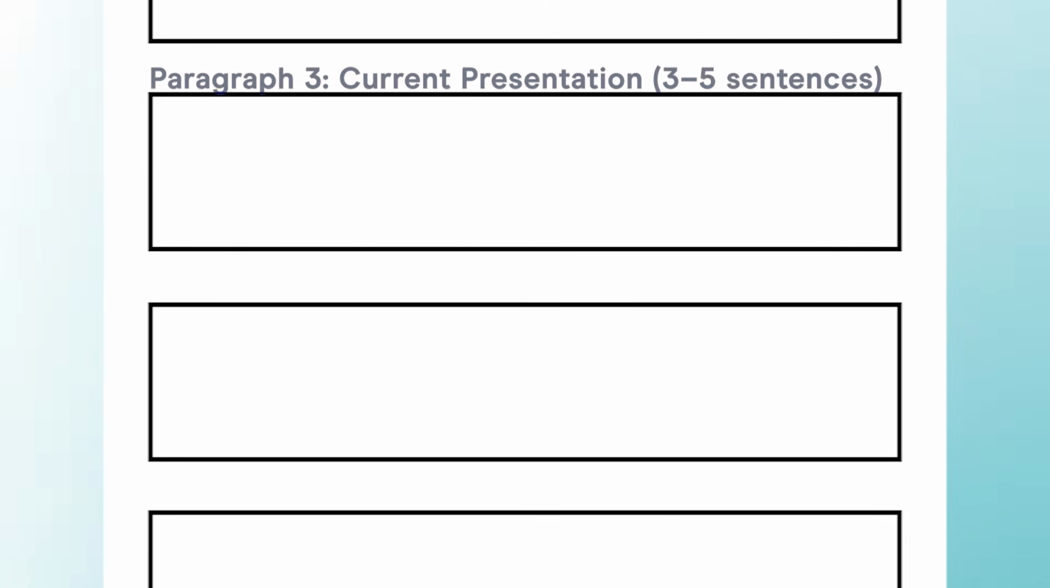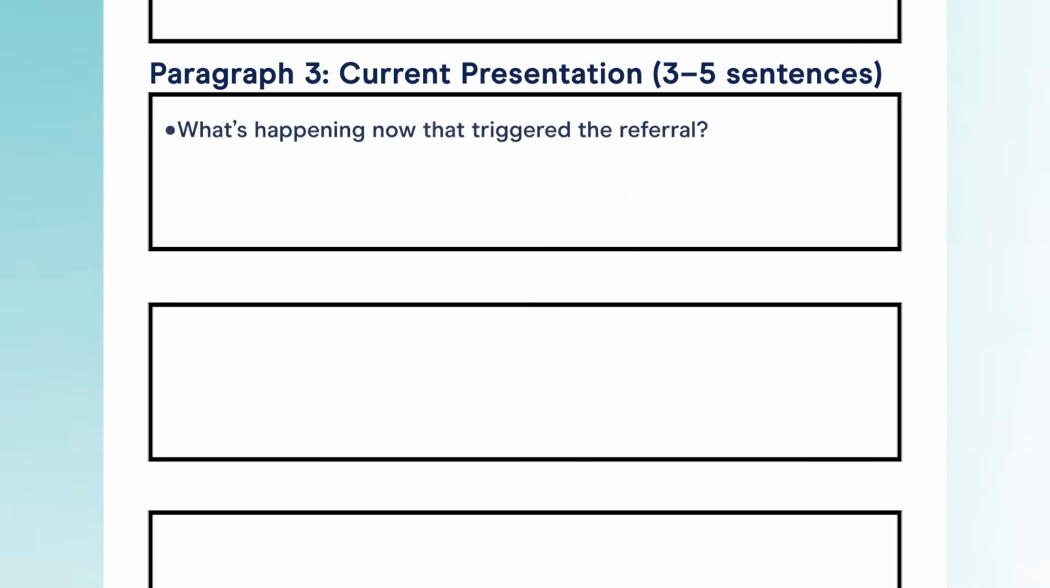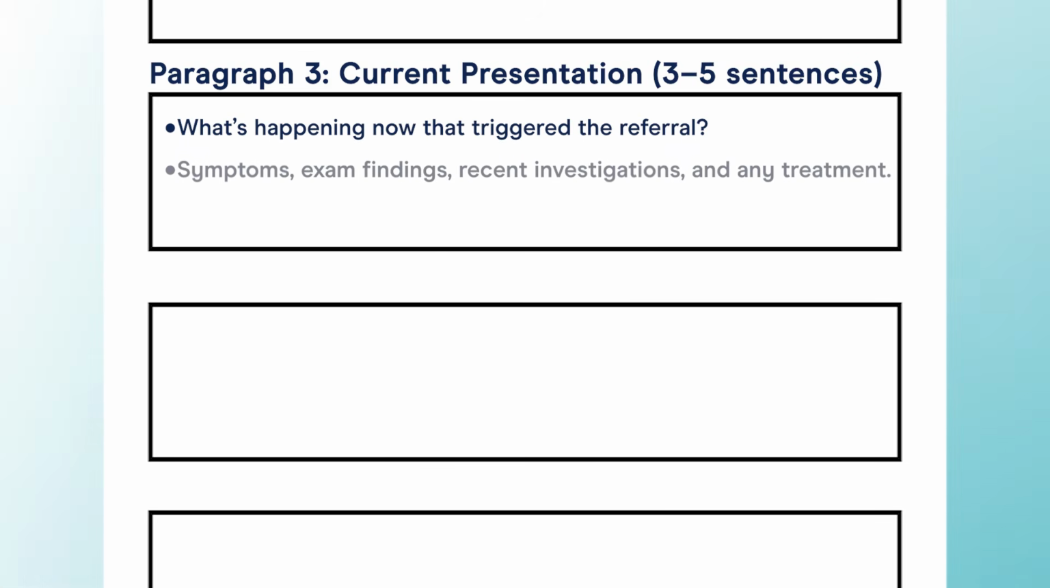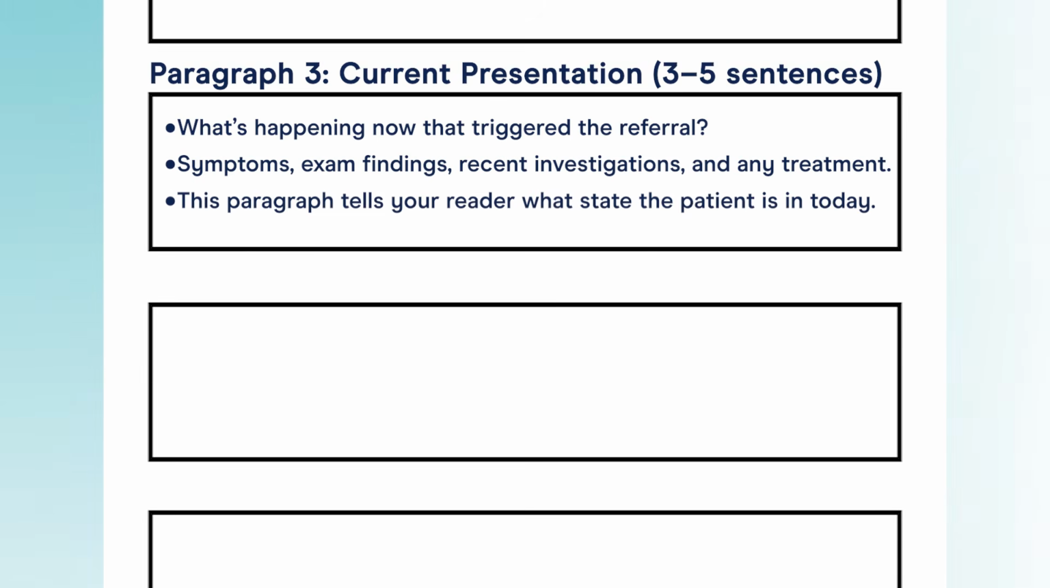Paragraph 3 covers the current presentation. What's happening now that triggered the referral? Symptoms, exam findings, recent investigations, and any treatment you've already tried. This paragraph tells your reader what state the patient is in today.